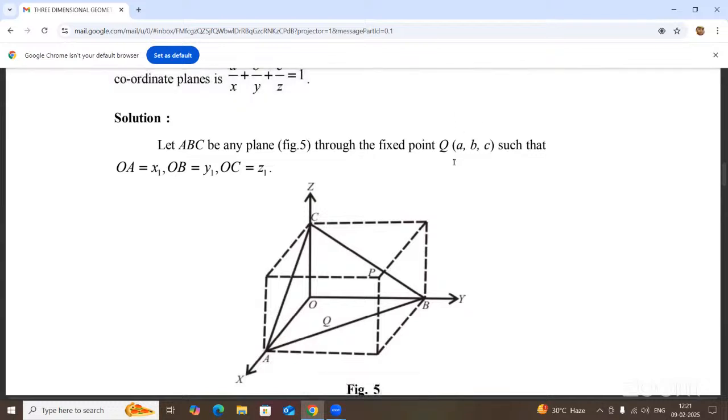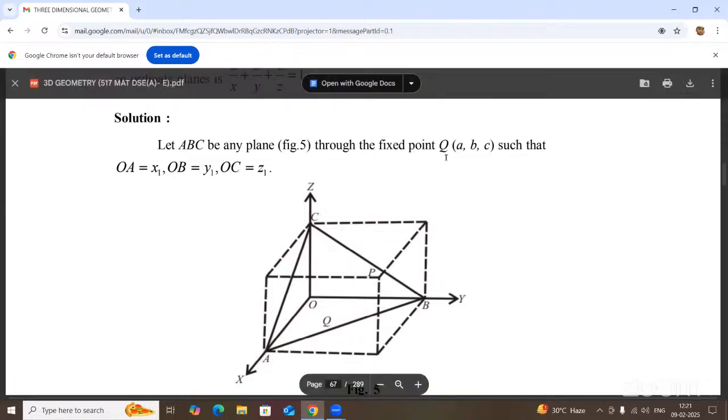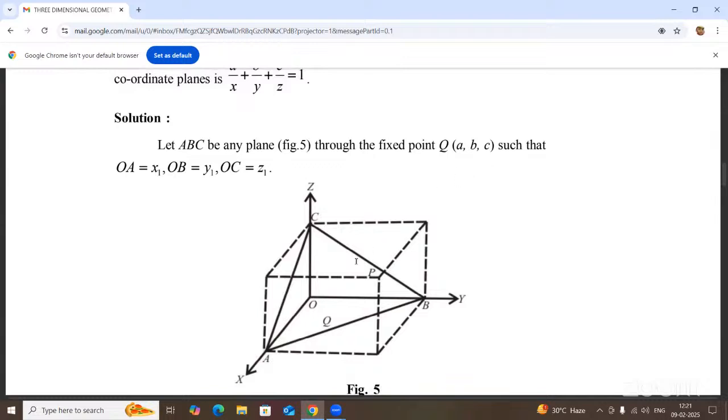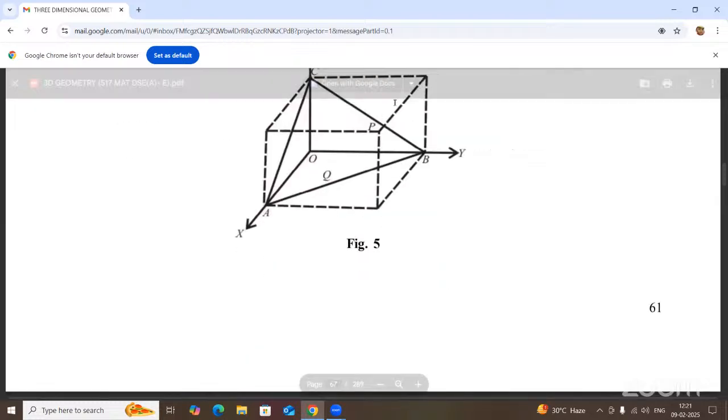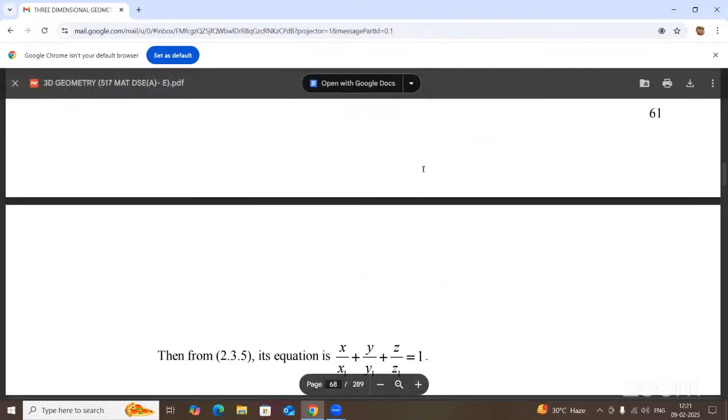The variable plane is denoted by the common point capital P, with AB distance and BC distance. The fixed point is Q, and the intercept points are A, B, C. So OA distance is x1, OB distance is y1, OC distance is z1. This is the simplest part.